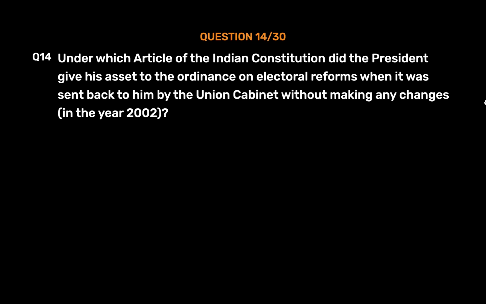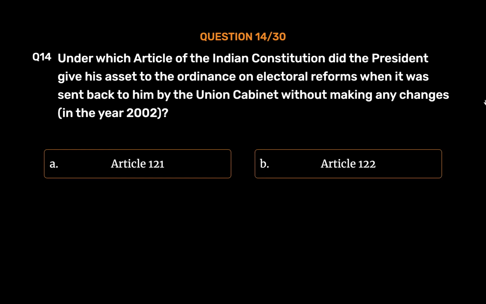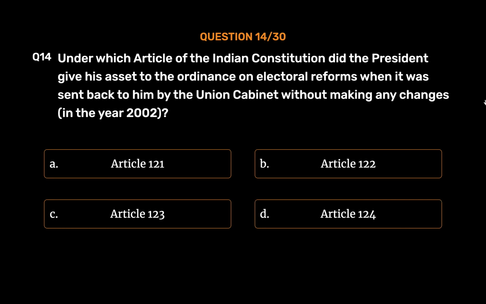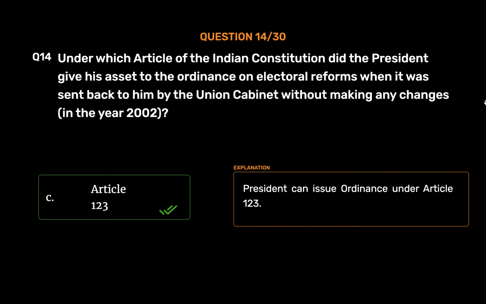Question number 14. Under which article of the Indian Constitution did the President give his assent to the Ordinance on Electoral Reforms when it was sent back to him by the Union Cabinet without making any changes, in the year 2002? Option A. Article 121. Option B. Article 122. Option C. Article 123. Option D. Article 124. The correct answer is Option C. Article 123. The President can issue an ordinance under Article 123.